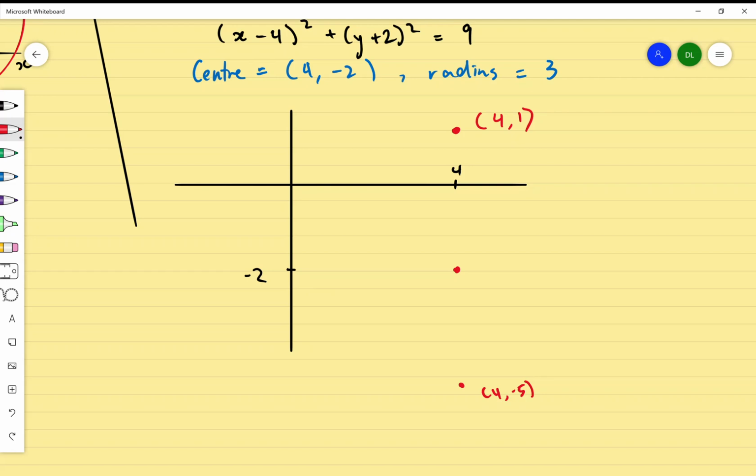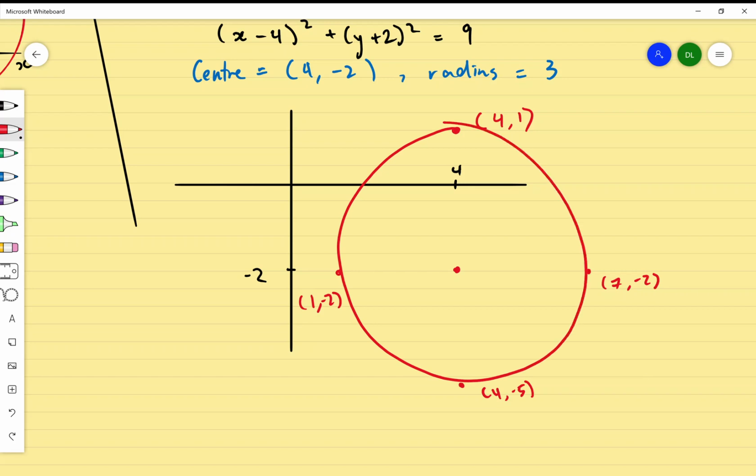Remember, you're more than welcome to do the usual method of finding your x and y axes intercepts. They're exactly the same method as before. And then if I keep my y value the same and move my x value, I know that my y value stays at negative 2, and my x goes down from 4 to 3. So 4 minus 3 to give me 1. There we go. Which gives me the value of 1, negative 2. And if I add 3 to the 4, I end up with 7, negative 2. I connect the dots, and you should get an approximate circle.